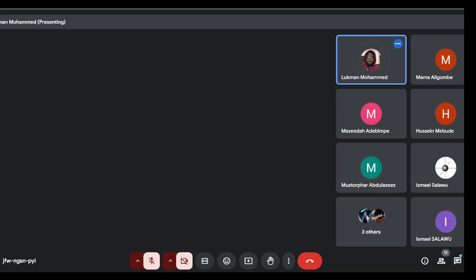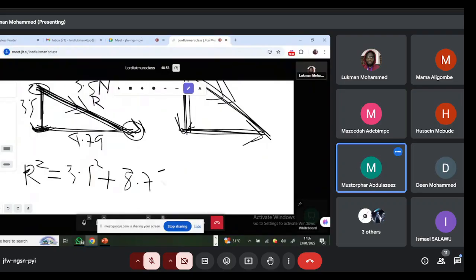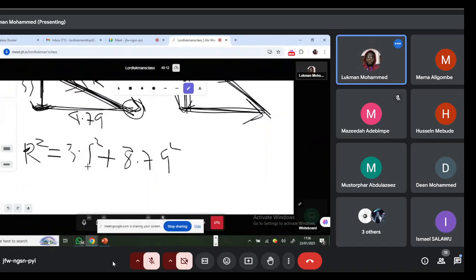8.79 squared. Find this for me, please. Square both of them and give me the actual answer. 3.5 squared plus 8.79 squared. Add them together, then we are going to find the square roots of both sides. So ordinary R will be the square root of the summation of the squares.